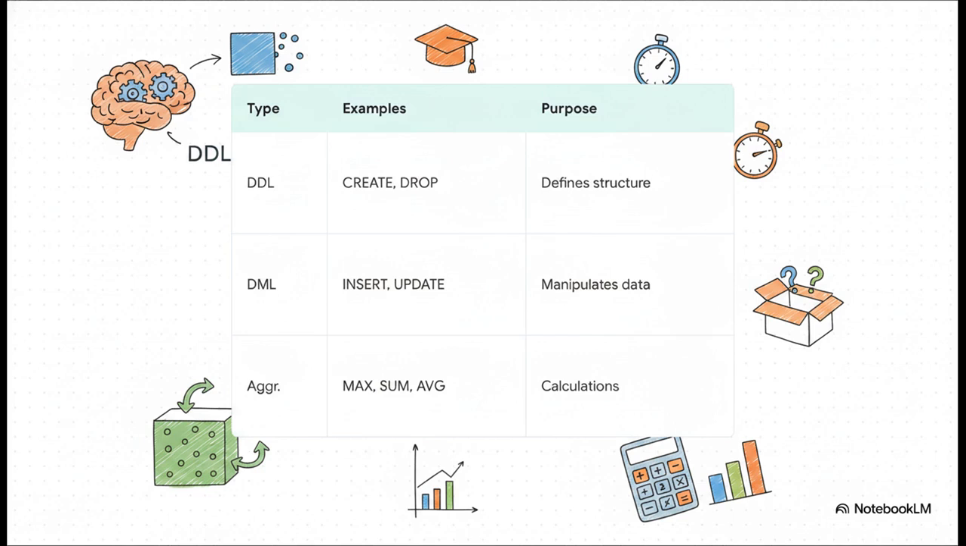You've got your DDL, data definition language, like create, alter, and drop, which defines the actual table structure. Then there's DML, data manipulation language, like insert, update, and delete, which manipulates the data inside. And of course your aggregates like max, min, AVG, sum, and count for performing calculations on groups. Categorize these properly and you won't get confused under pressure.